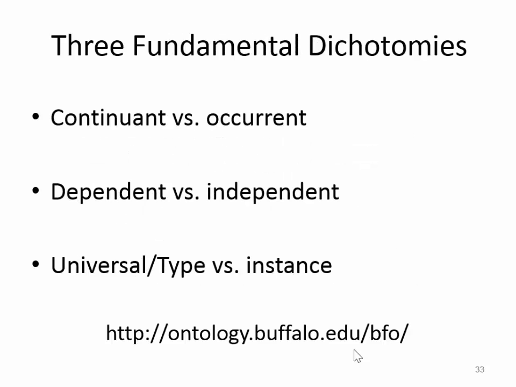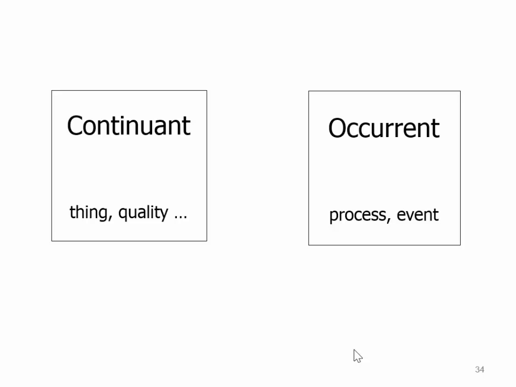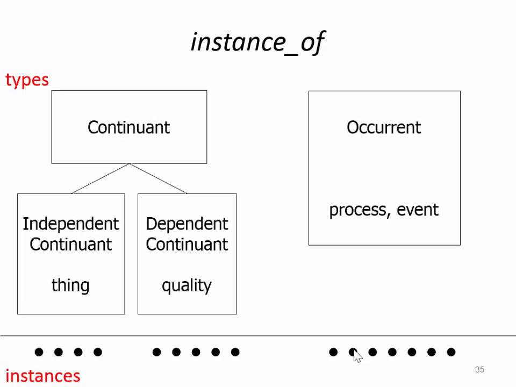Now, I already mentioned these fundamental dichotomies as the three fundamental dichotomies of BFO. So continuant versus occurrent, dependent versus independent, and universal versus instance. Now, the instances are down here. So this is you and this is me. And this is my arm, my finger moving now. So my finger moving is an instance of process.